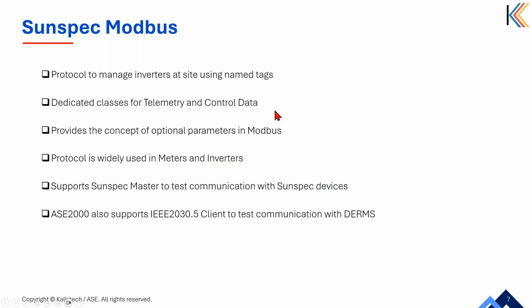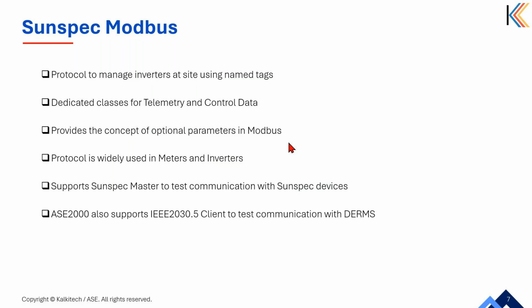And in SunSpec Modbus, there is an option to exclude or include parameters or classes based on your requirement. That means if a vendor would like to provide certain information, they can include that information in the class. And if they cannot provide it or opt out of providing it, then that can be excluded. So that functionality is also available.